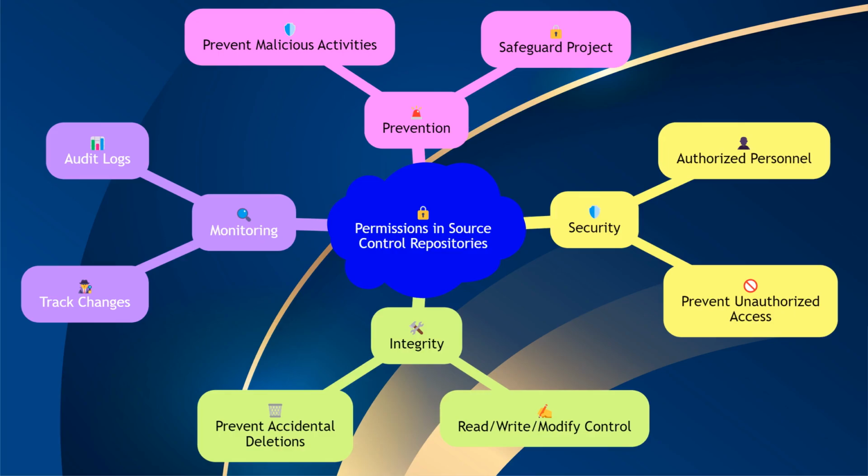Permissions in source control repositories are crucial for maintaining the security and integrity of the codebase. They determine who can read, write, and modify the code, ensuring that only authorized personnel can make changes. Properly configured permissions help prevent unauthorized access, accidental deletions, and malicious activities, thereby safeguarding the project.